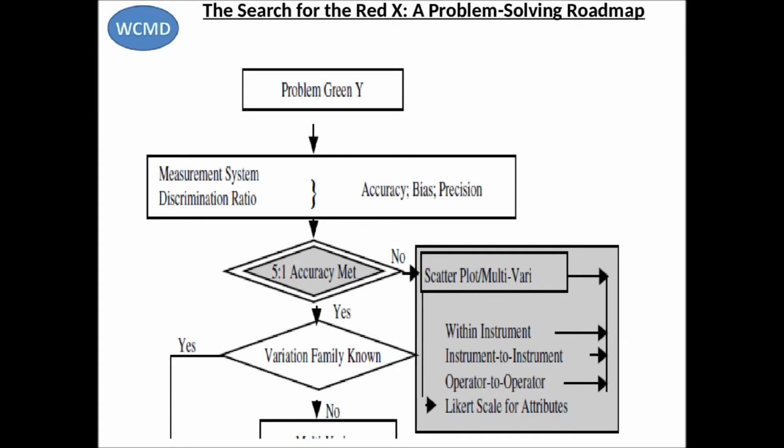The first questions that should be asked after defining the green Y are: how good is the measurement system or measurement instrument? What is the variation vis-a-vis the product variation? Is the instrument accuracy 5 times better than the product specification? Measurement system accuracy should be at least 5:1 relative to the accuracy of the product tolerance or specification. This is necessary for successful solution of a given green Y.